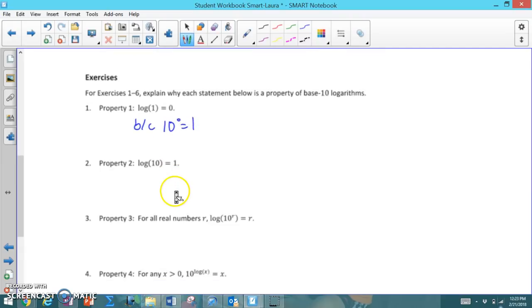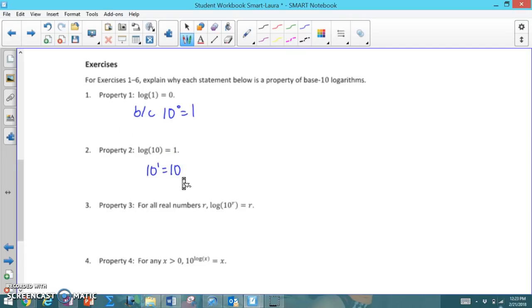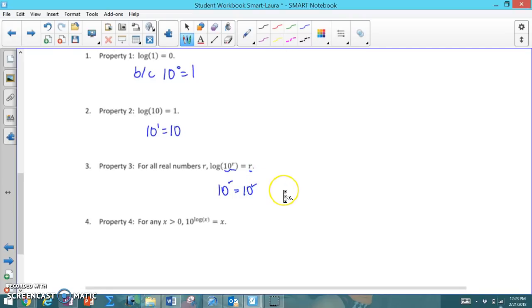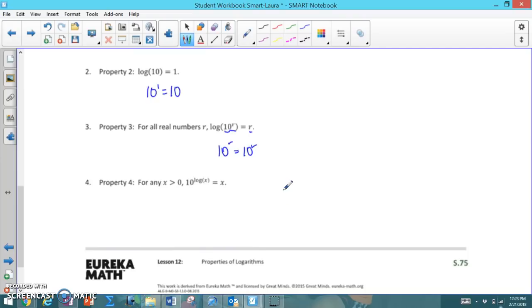The second one, log of 10 equals 1. Well, that's because, again, if I rewrite it in exponential form, my base is 10, and 10 to the first power is 10. Property 3, for all real numbers r, log of 10 to the r equals r. Again, if I rewrite it, the base is 10, so I would rewrite it as 10 to the r over here, and it's equal to this 10 to the r, and those are in fact true. So again, these aren't formal proofs, but it's just using rewriting as in exponential form for those 3.